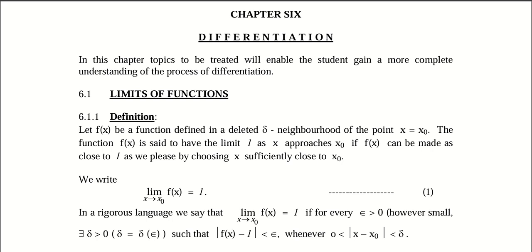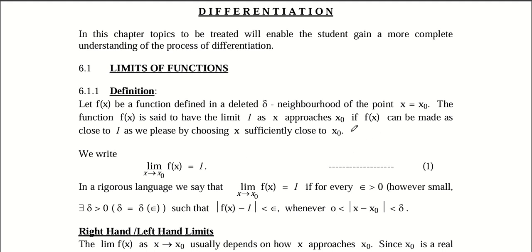Let's take a look at these few lines of reading. If a function is defined in a delta neighborhood of a point, the function can be made very close to L by choosing an x sufficiently close to x naught, right? So what we are saying is the limit of a function, as x approaches some x naught, is L, right?